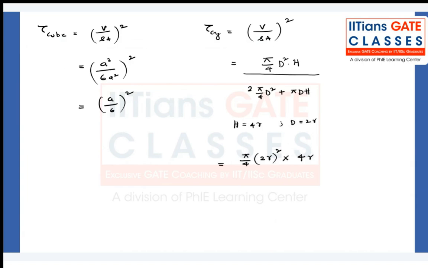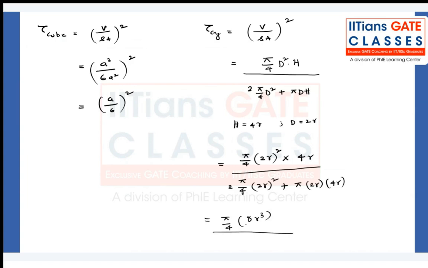Now if you substitute, πd²/4 is (2r) whole square into h, which is 4r, divided by 2πd²/4 with d = 2r squared, plus πd with d = 2r, into h = 4r. All right, guys. Now you just take π/4 out. So if I take π/4 out, what happened? It is going to be 8r³.